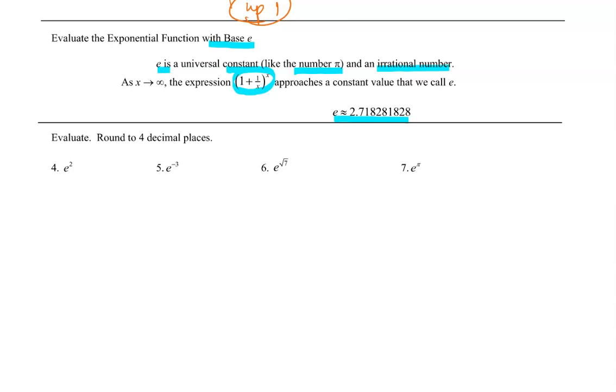To do examples 4 through 7, I could put in my y equals e to the x and then go to the table and replace x with 2, negative 3, the square root of 7, and pi to get these approximations. So e to the second rounded to 4 decimal places is 7.3891. E to the negative 3 rounds to 0.0498. E to the square root of 7 rounds to 14.0490, and e to the pi rounds to 23.1407.